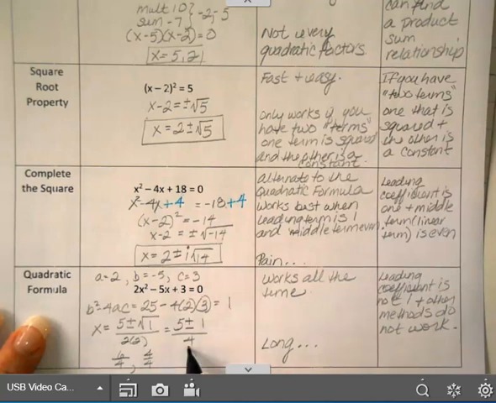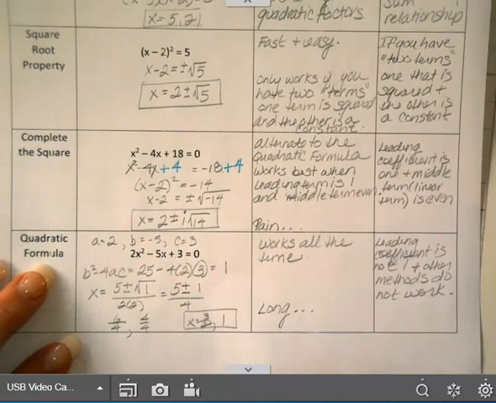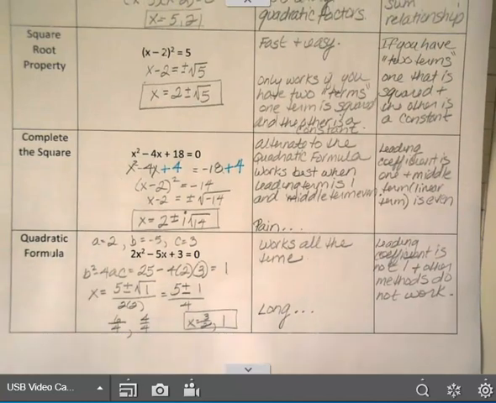And those both reduce. 6 over 4 reduces to 3/2. And 4 over 4 reduces to 1. So those would be my two solutions. That one does factor nicely, so I probably would have used factoring instead of quadratic formula, but I wanted to practice one with quadratic formula.